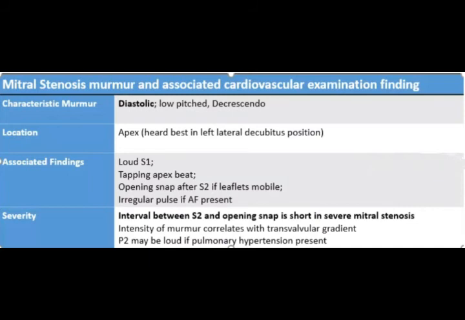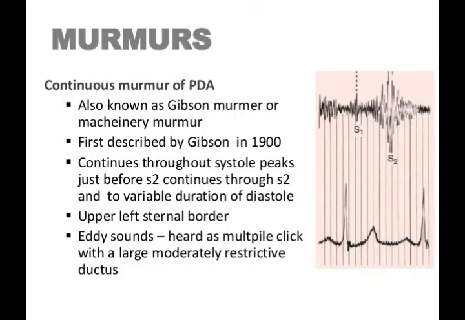Now, there are particular continuous murmurs such as patent ductus arteriosus or PDA, which is continuous throughout systole and diastole. The S2 heart sound is often difficult to detect, and the murmur begins just after S1 and crescendos, peaking at S2, and then decrescendos toward S1. So let's hear how it is heard on auscultation.